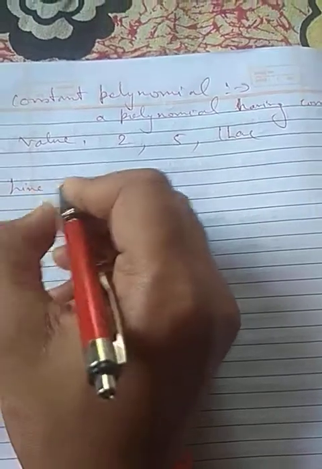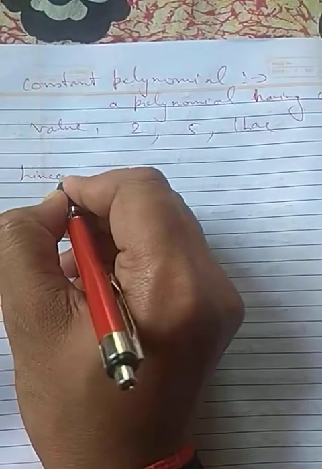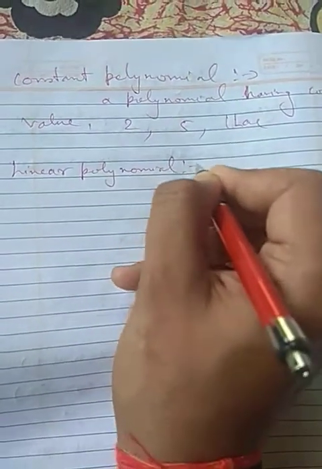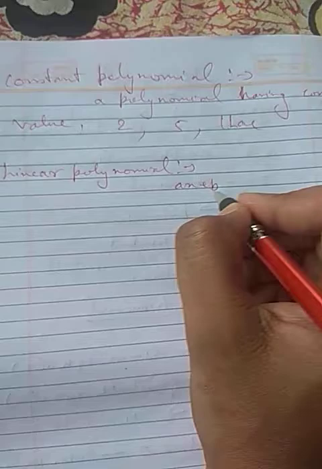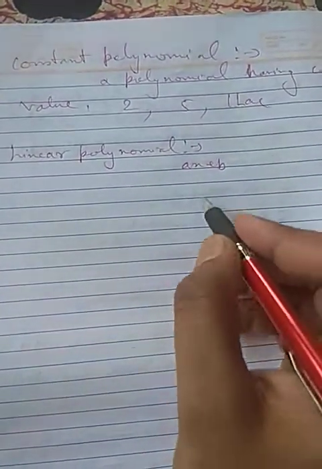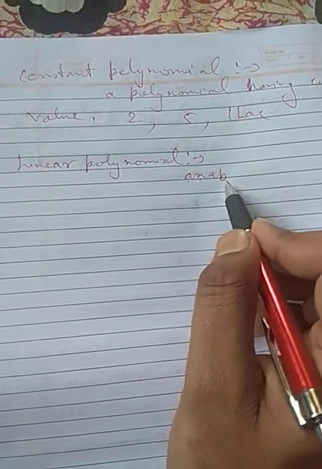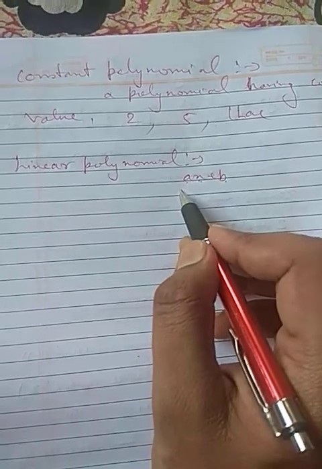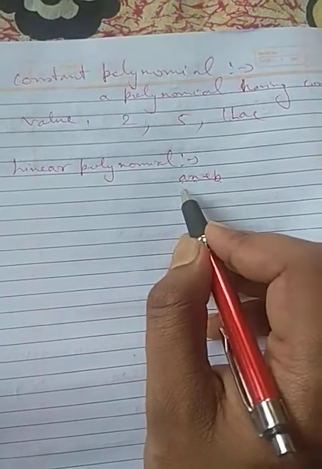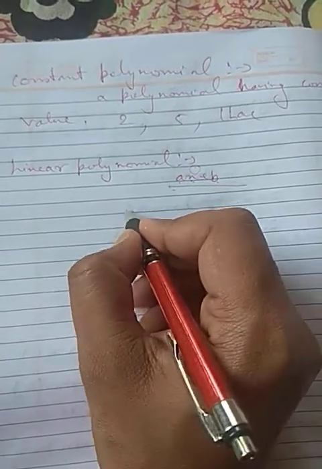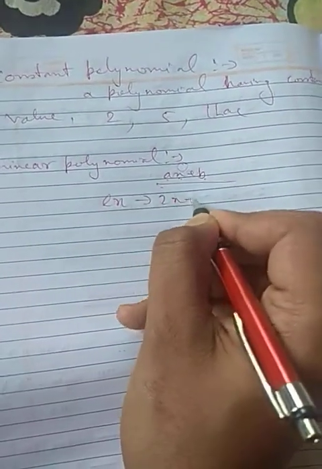Next we have the linear polynomial. As I have already mentioned, ax plus b is called a linear polynomial because it has variable x, with a and b as constants, and the variable has the highest power 1 throughout the polynomial. An example is 2x plus 3.